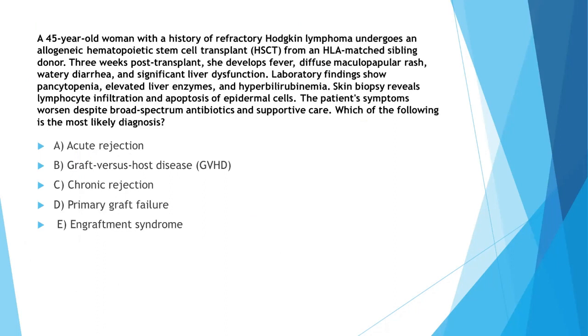So we have one more question here. A 45-year-old woman with a history of refractory Hodgkin lymphoma undergoes an allogeneic hematopoietic stem cell transplant from an HLA-matched sibling donor. 3 weeks post-transplant, she develops fever, diffuse rash, watery diarrhea, and significant liver dysfunction. Lab findings show pancytopenia, elevated liver enzymes, and hyperbilirubinemia.